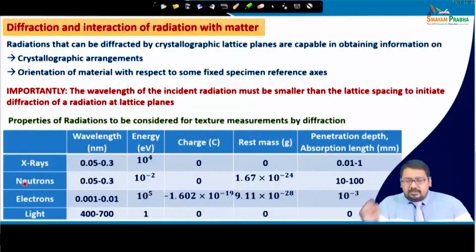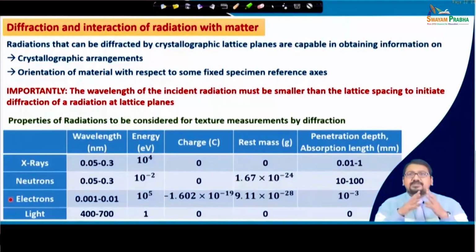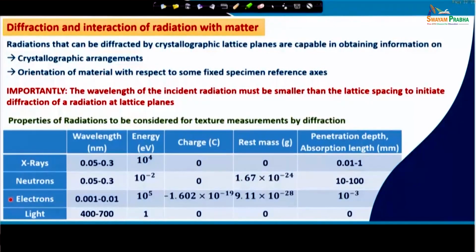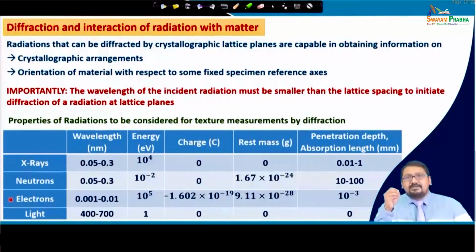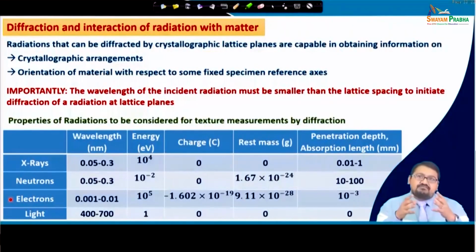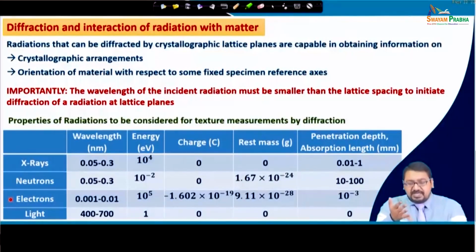So, let us go to the electrons. Now, electrons have a very low wavelength and energy much higher even than that of the X-ray. They have a negative charge, and they have a rest mass, though lower than the neutron. But because of their interaction with different shell electrons and also the nucleus of the material, their penetration depth is very low, 10 to the power minus 3.